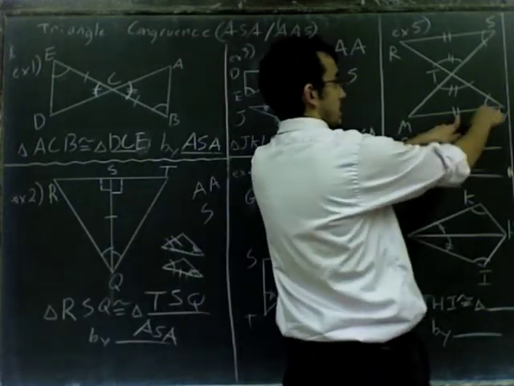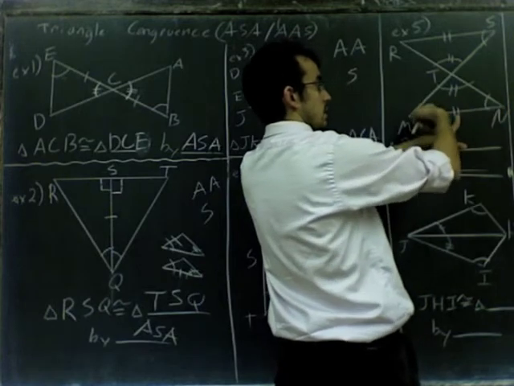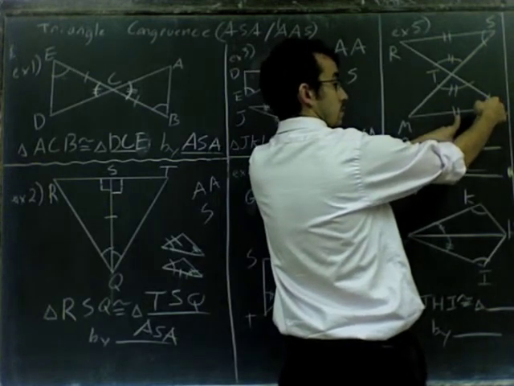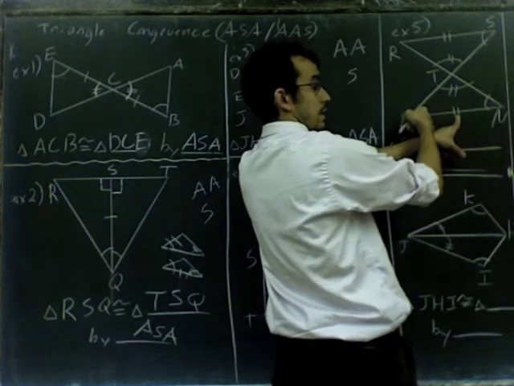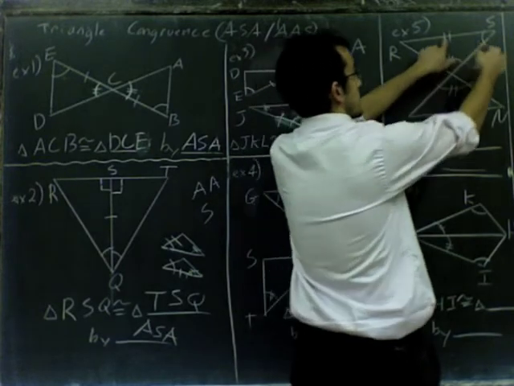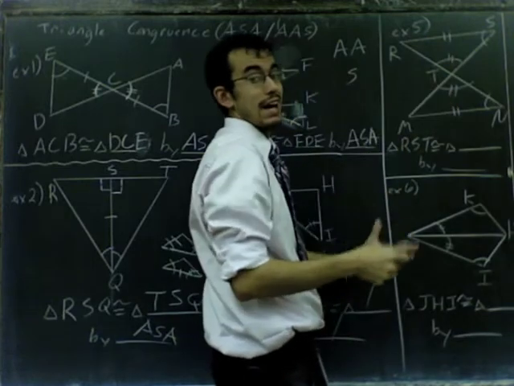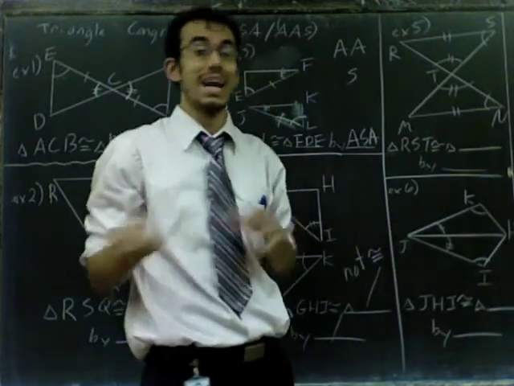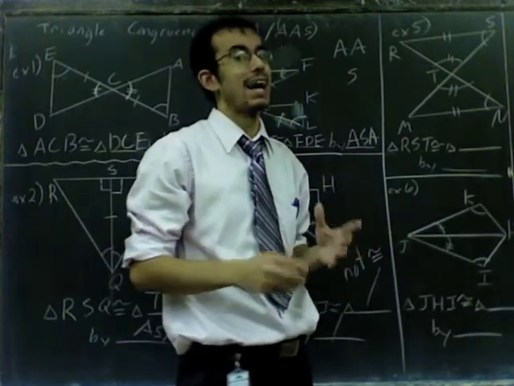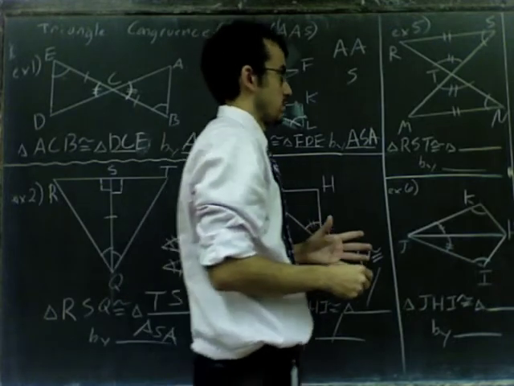Well, this side is connected to this angle and this angle, okay? The angle that has one arc mark on it, and the angle that has nothing. This side is connected to the one arc mark and nothing. So this is AAS. Two angles and the side not in between. That side has to be connected to the same angles though, okay?